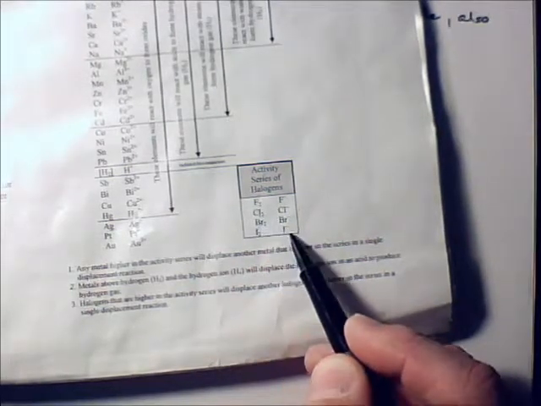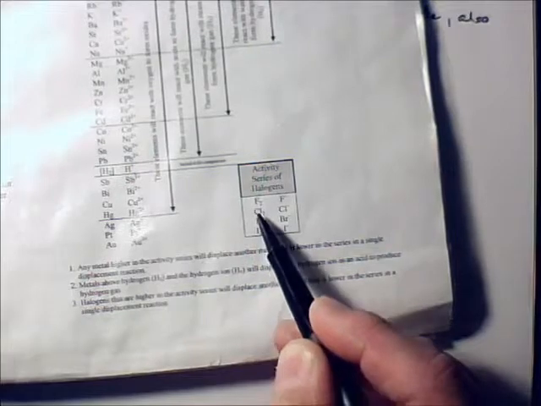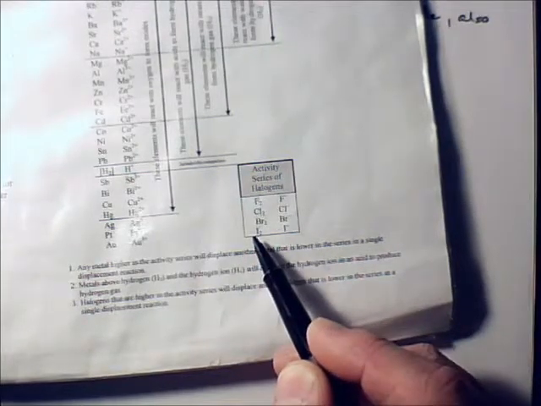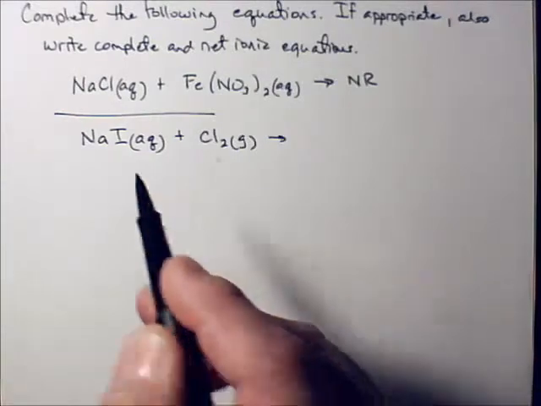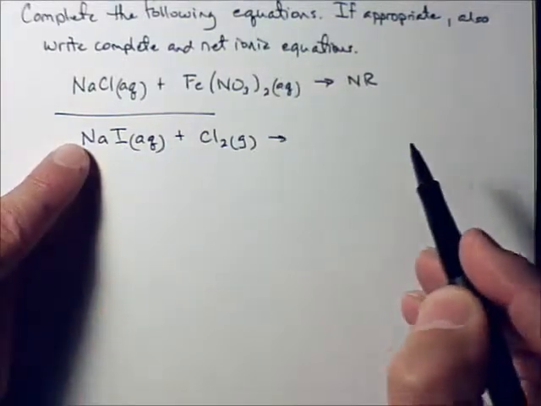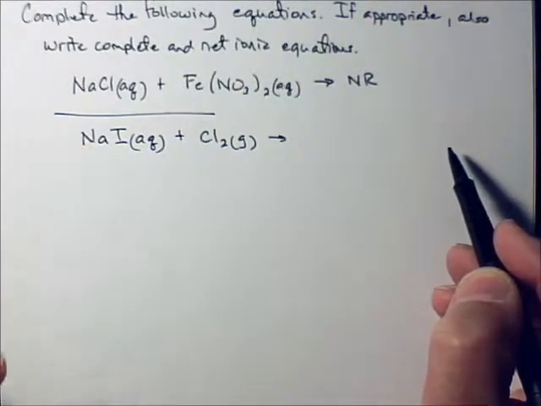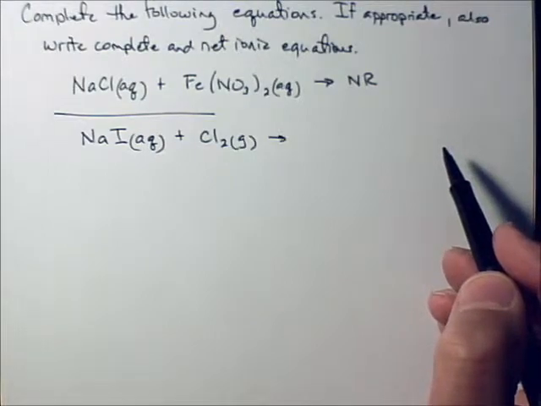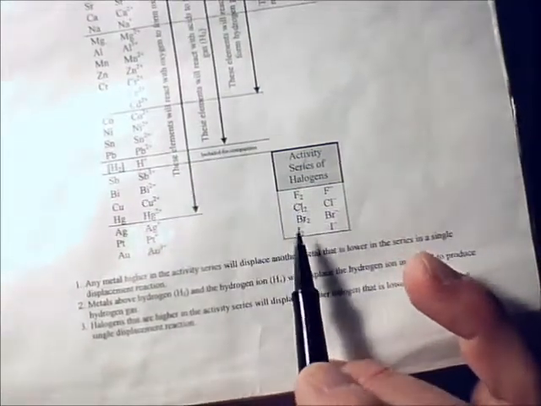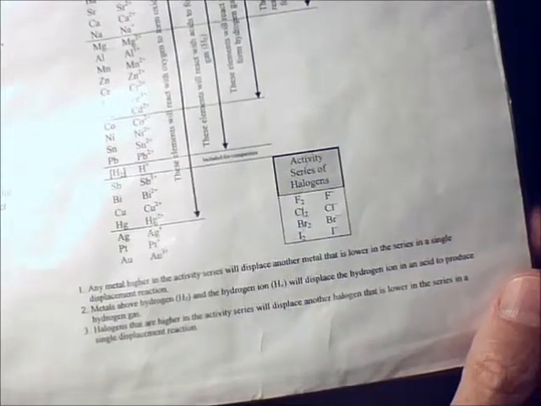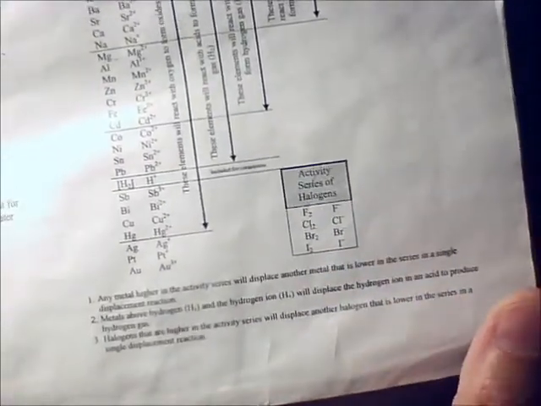So the chlorine will replace this, producing I2. Iodine is one of the 7 diatomic elements you must know from memory. Well, guess what? 4 of them are kind of listed for you. The other 3, besides these 4 diatomic elements, are hydrogen, nitrogen, and oxygen. They're all diatomic.